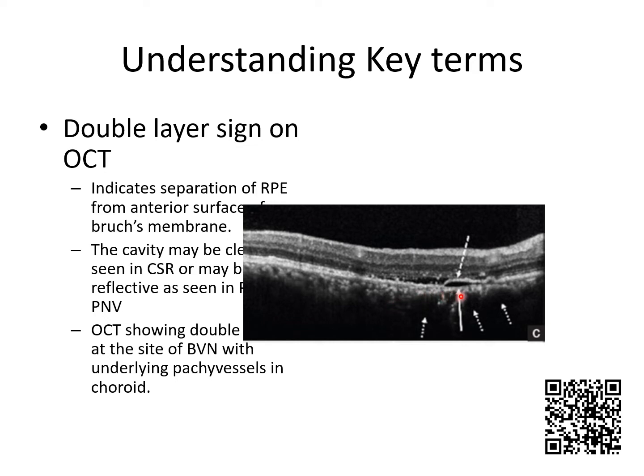Usually on an OCT, the retinal pigment epithelium and the Bruch's membrane appear fused. But when there is a separation between these two layers, they are seen as reflective distinct layers with a space between them. And this cavity may be clear or it may be reflective, having some opaque material in between these layers.